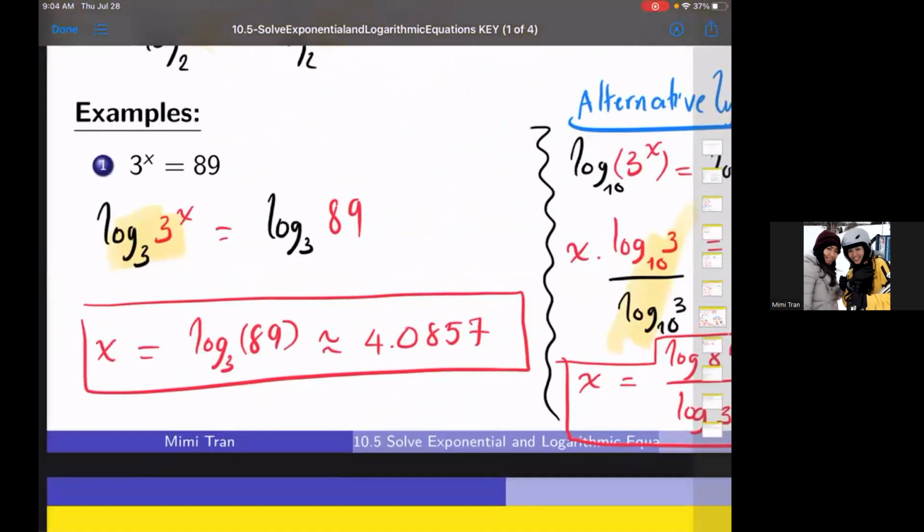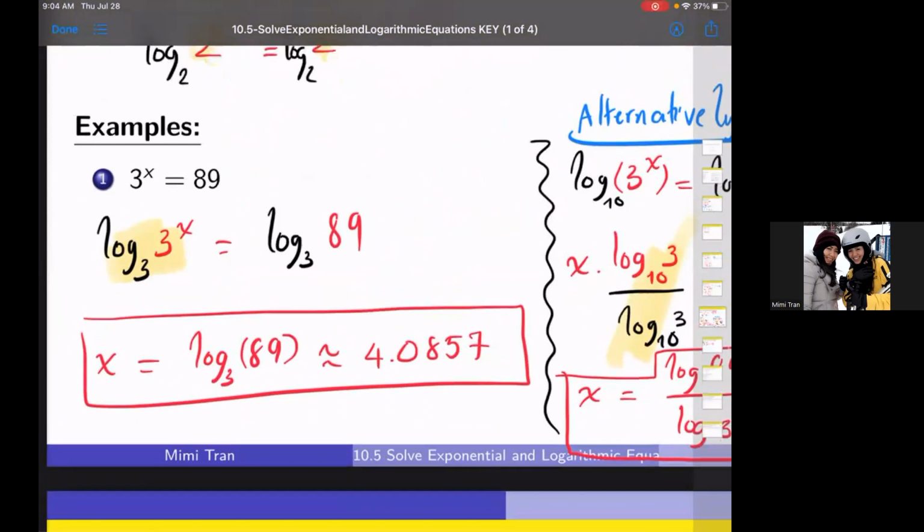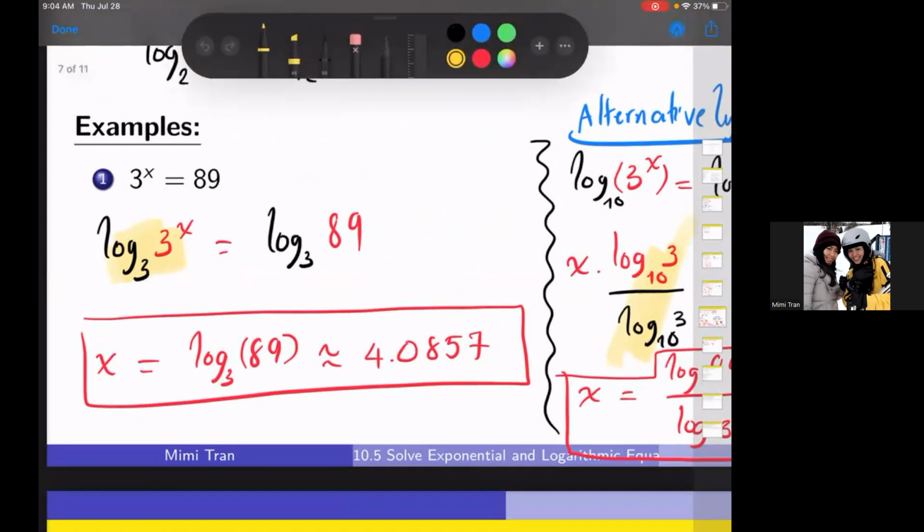Now, in the case that we cannot make the numbers into the same base on the other side, then you have to use log. My favorite is to use log with the same base as the number that has x in it. If it's 4 to the x, I'll use log base 4. If it's pi to the x, I use log base pi. So it depends on what they give you.